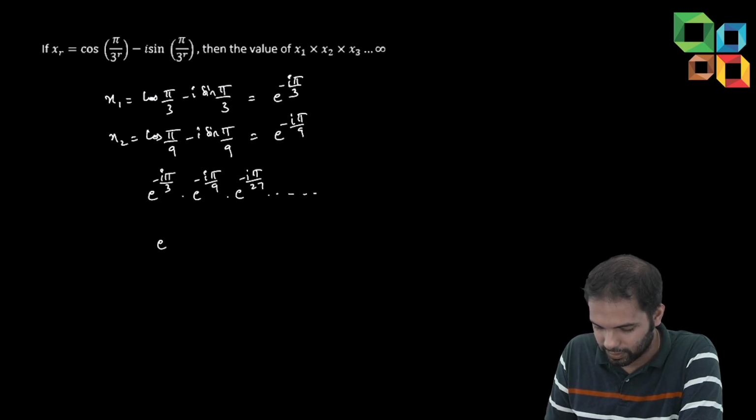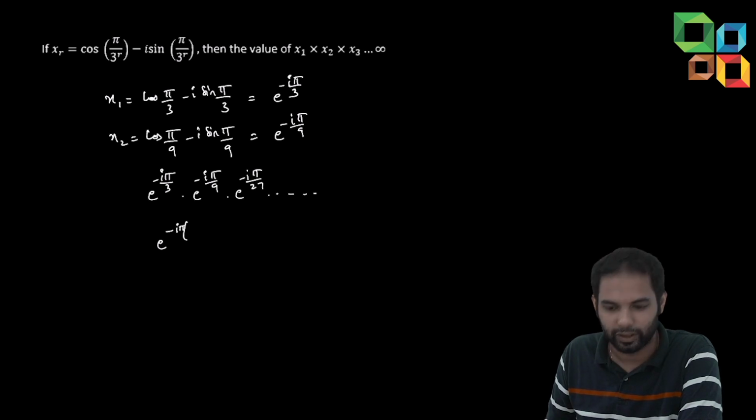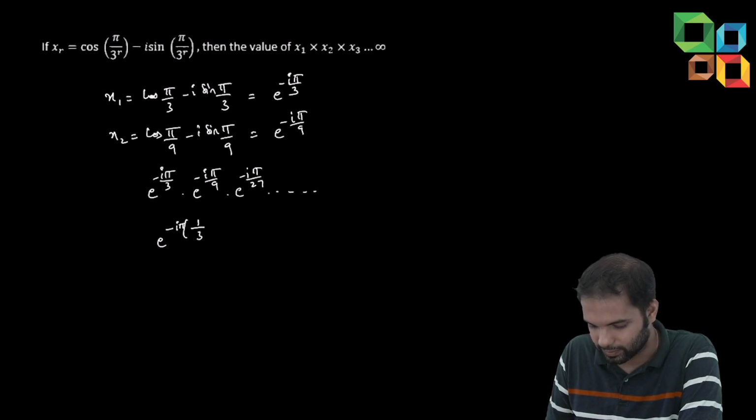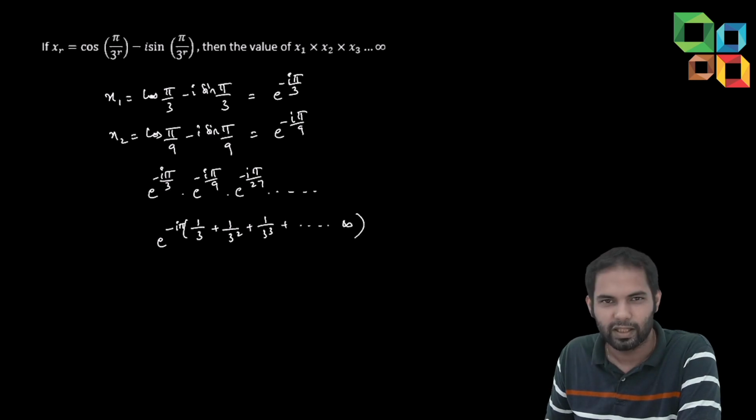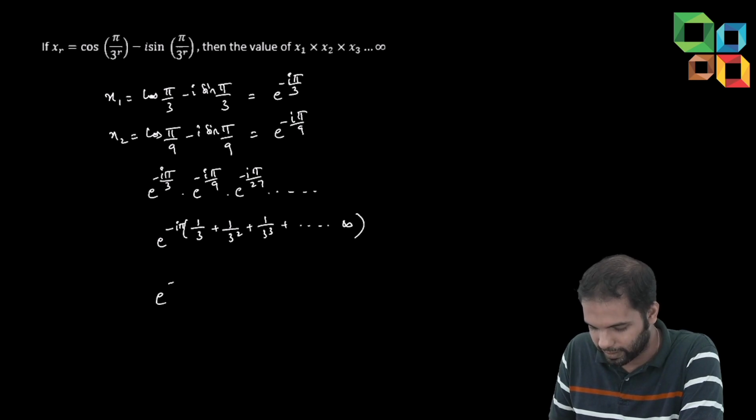It's e power, I'll take minus i common, even π I can take common. So the first term is 1 by 3. Next term is 1 by 9, which is 1 by 3 square, 1 by 3 cube, and so on up to infinity. So an infinite GP. We already know what the sum is. So e power minus π i into a by 1 minus r.